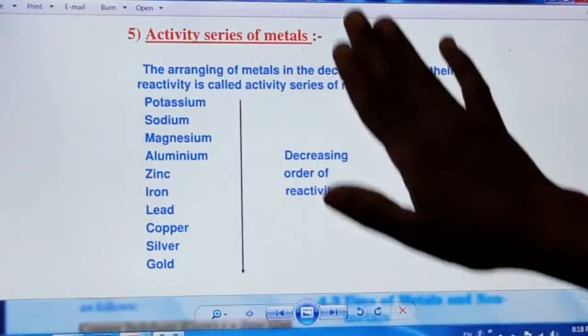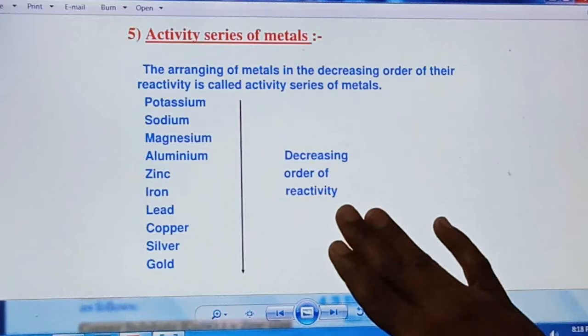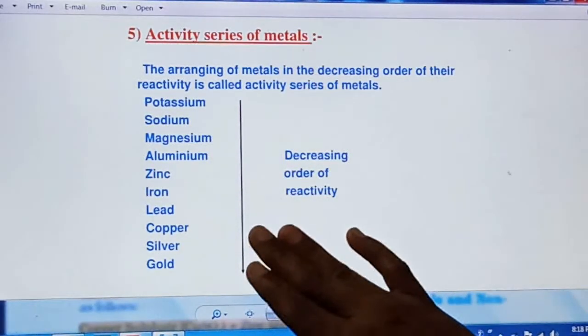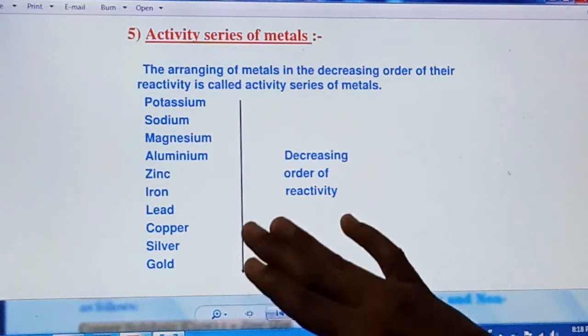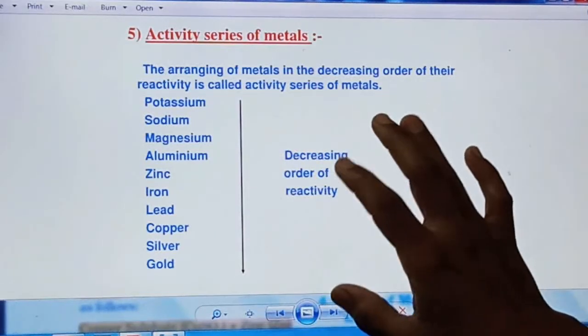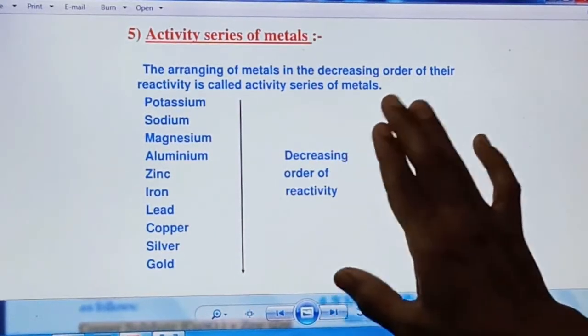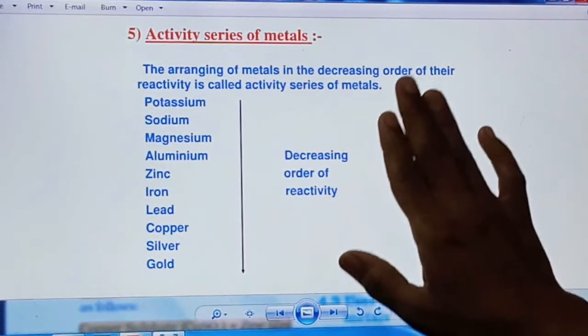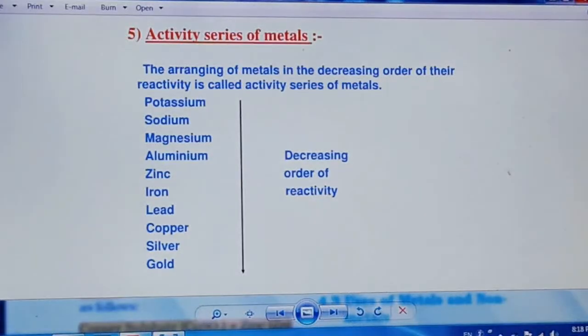So this is the reactivity series given here. You have to just note down this reactivity series in your notebook. Whenever you write the notes, this needs to be added, because this is not given in your textbook. So please note this down in your textbook at this point, wherever the displacement reaction is given, right?